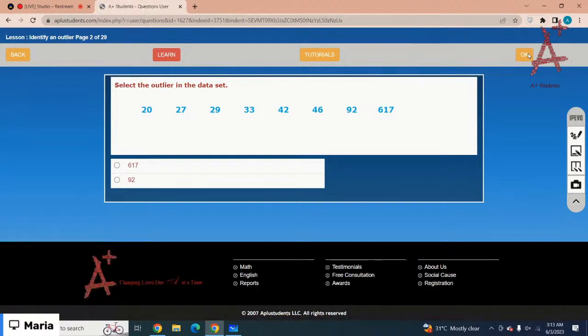Okay, select the outlier in the given data set. So which is the correct option? 617 is the outlier here. Got it? Because the rest of the numbers are simple two-digit numbers. So this is the only number in the hundreds, and also that is 600. It's a big, big value, an extreme value. So that would be the outlier.